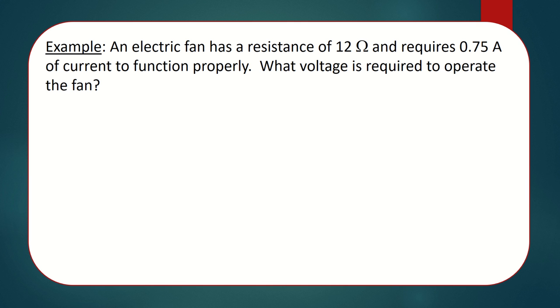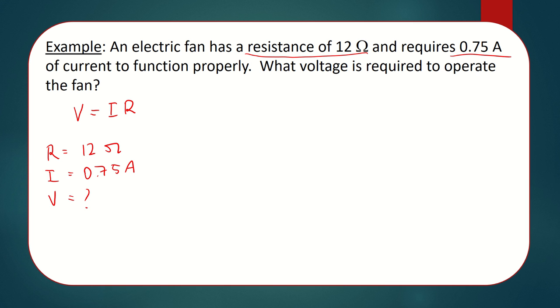An electric fan has a resistance of 12 ohms and requires 0.75 amps of current to function properly. What voltage is required to operate the fan? All right, so let's think of the definitions that we know. Ohm's law states that the voltage equals the current times the resistance. In this question, we're given the resistance and the current. So you can write it out on the side: R equals 12 ohms, and the current I equals 0.75 amps. Now the voltage is what the question is asking for, so V is the missing variable.